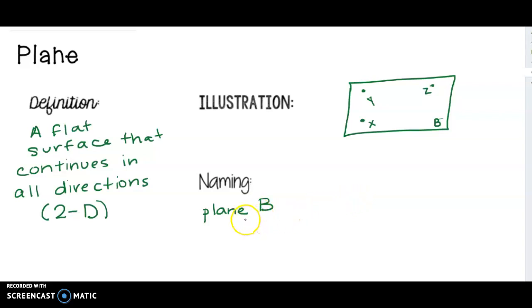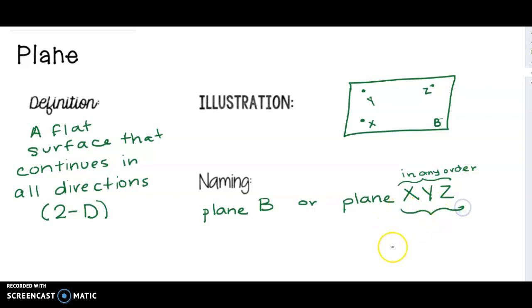So we can either write it as plane B, or we can write it as plane XYZ. And I just want to note that these can be in any order. But they do have to be 3 non-collinear points. Okay? And all non-collinear means is that it's 3 points that don't lie on the line. Okay, so clearly X, Y, and Z aren't all on a straight line, so you can name this plane XYZ.